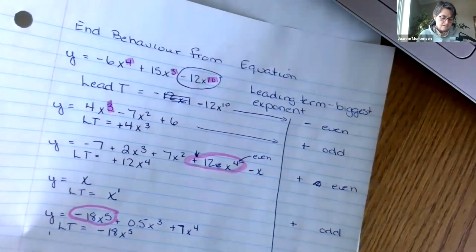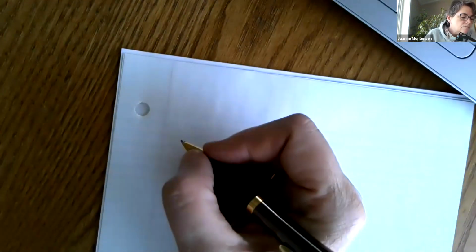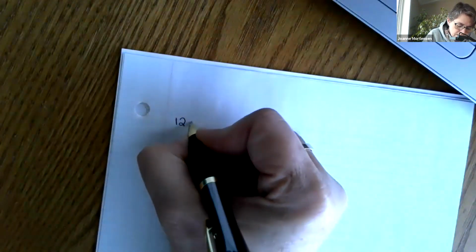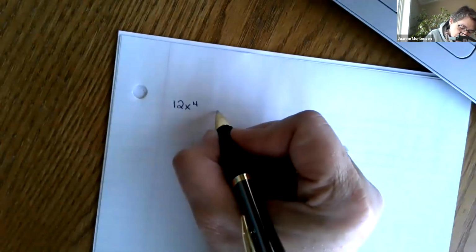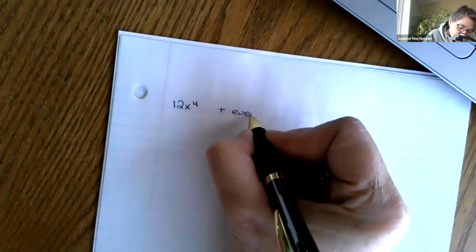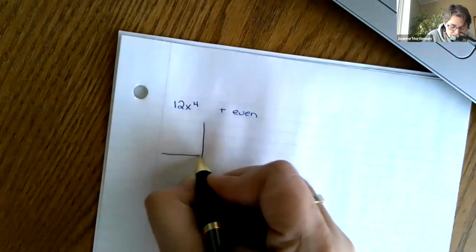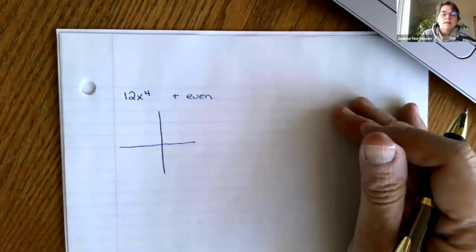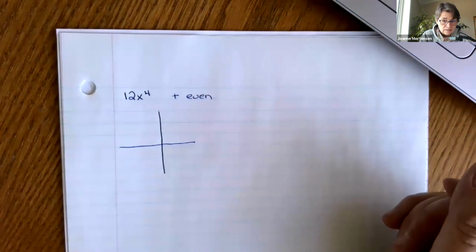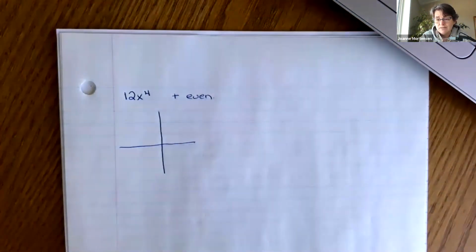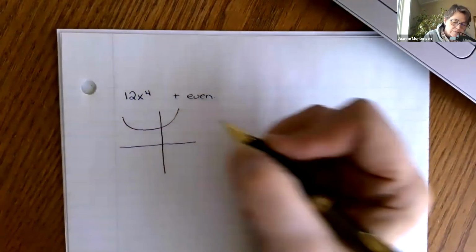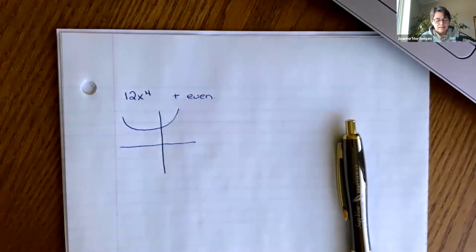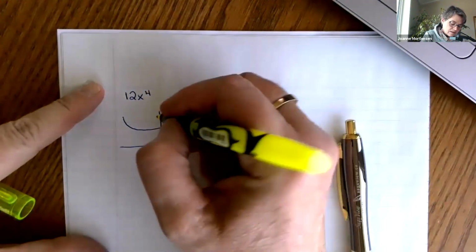Which other ones do we have? Okay. The next one was, my leading term was 12x to the fourth. So that's going to be a positive and even. So I remember even is a smile or a frown. Okay, it's a parabola, but smile and frowns works for me. And it's positive, so yeah, there's my sketch. And I did it off center on purpose. It doesn't matter.